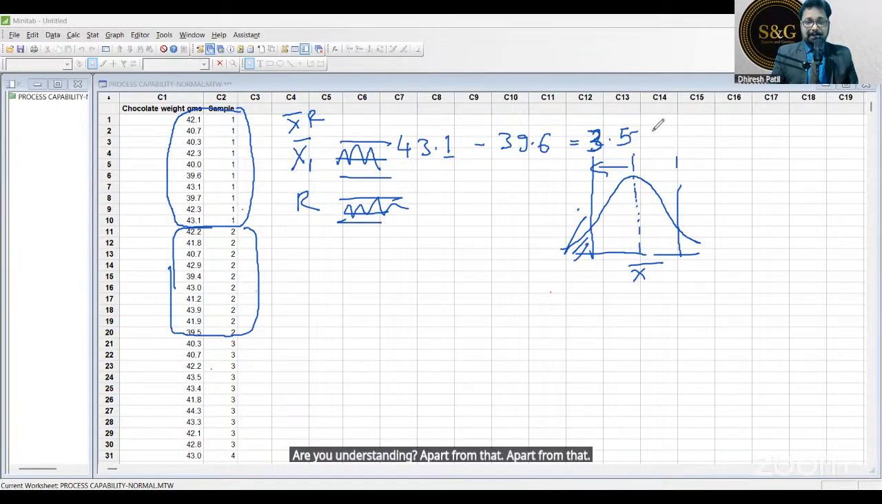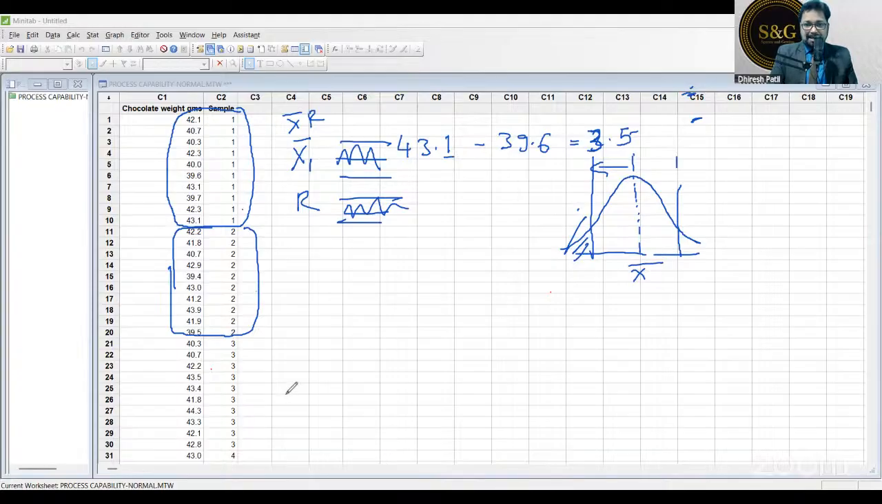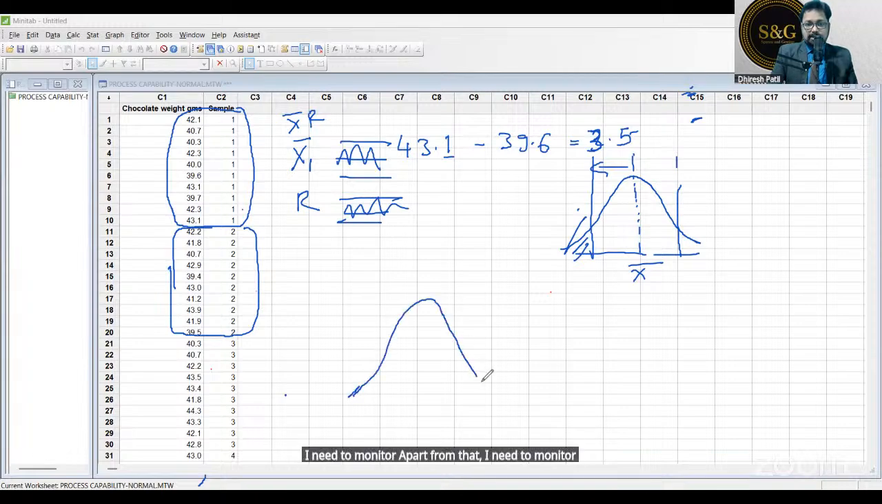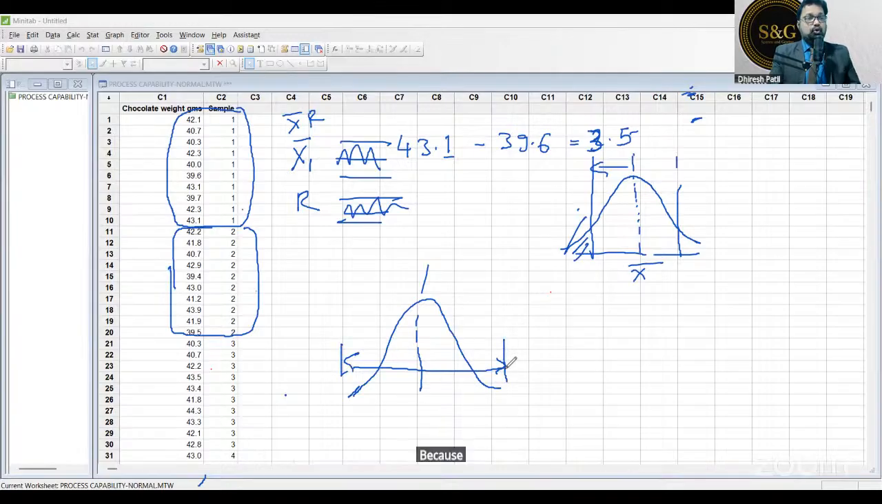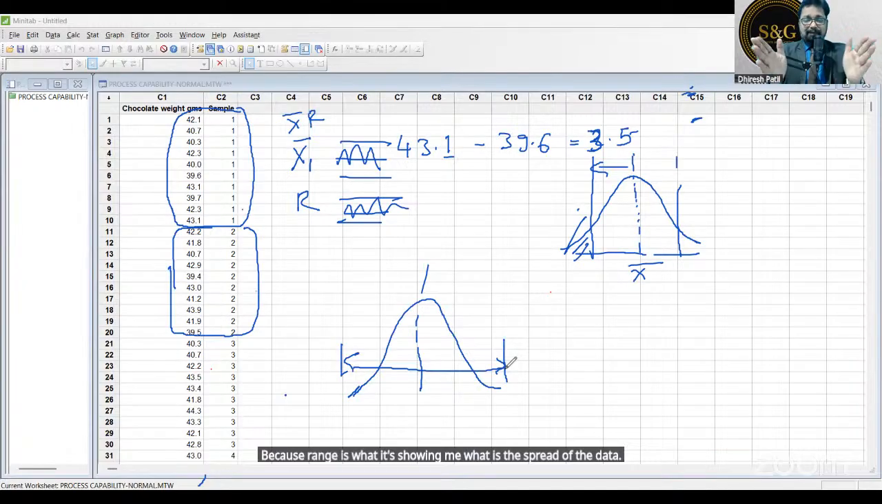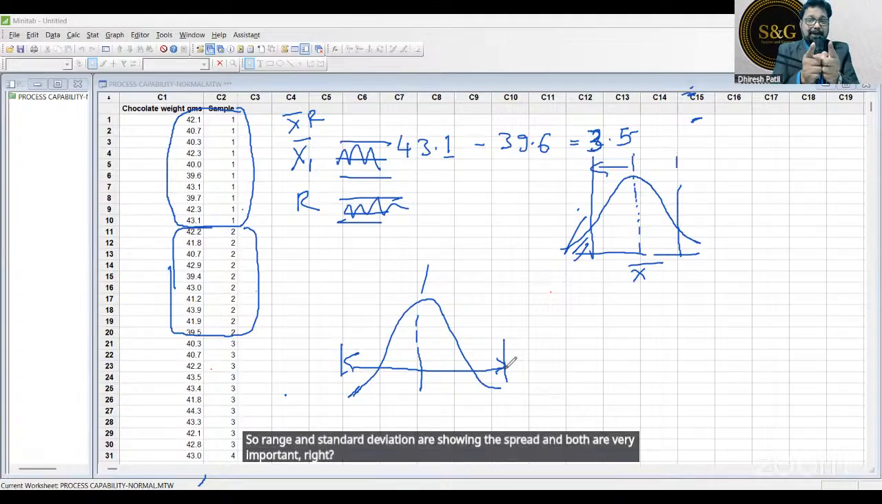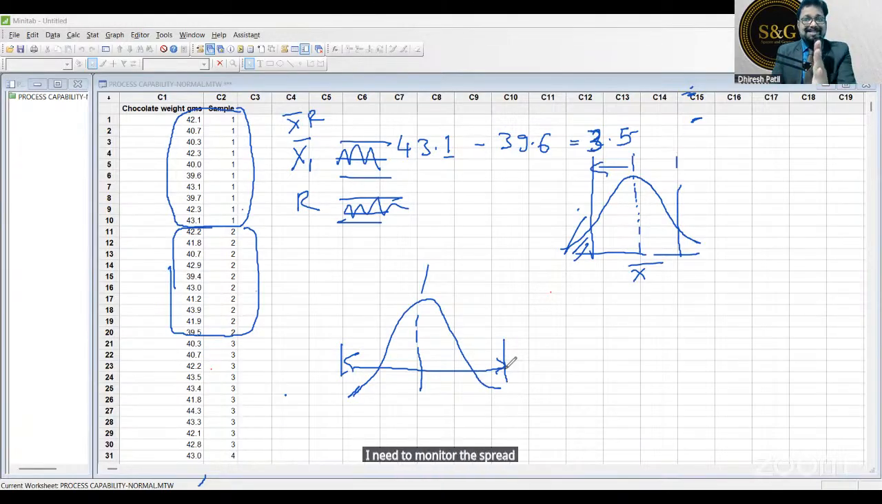Apart from that, I need to monitor. Let's say this is my process. Apart from only the mean, I need to monitor the maximum and the minimum range as well, because range shows me the spread of the data. Range and standard deviation show the spread, and both are very important, right? I need to monitor the spread and I need to monitor the center.